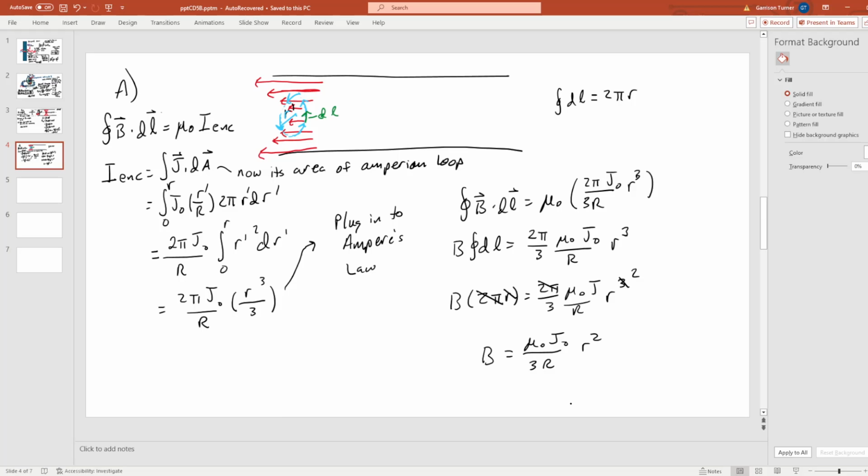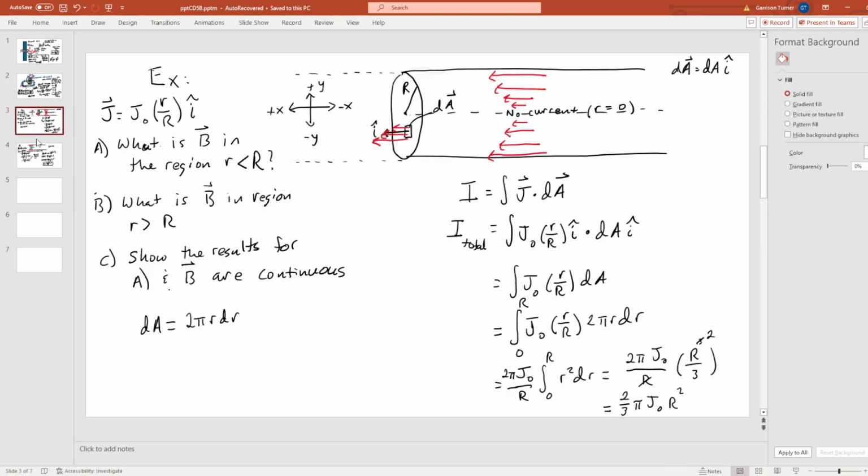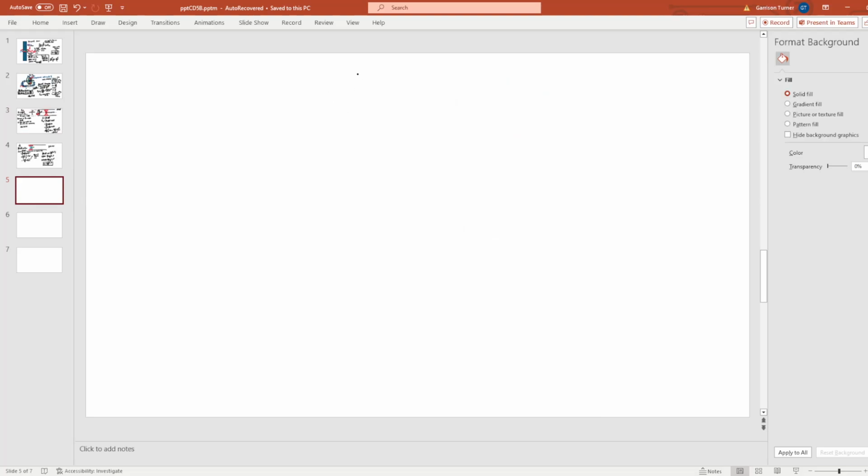So now part B. Okay, so let's keep this piece in our back pocket here. Now part B, so coming back here, what is the magnetic field in the region r is greater than R? So I have the same thing. Let's draw it a little bit lower than that so we have room for an Amperian loop.